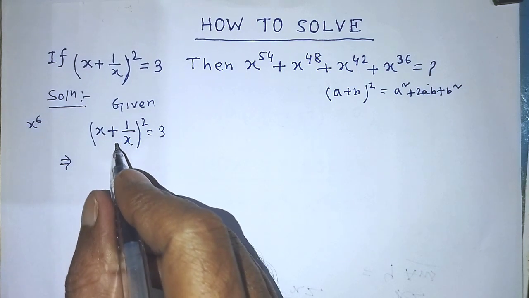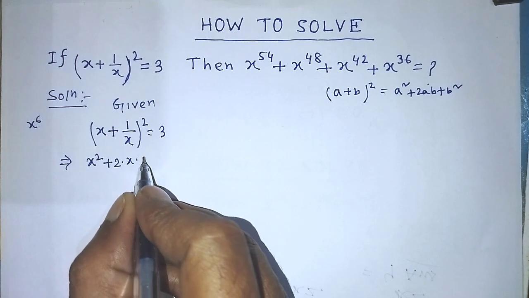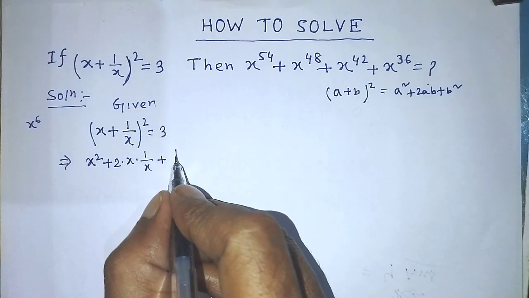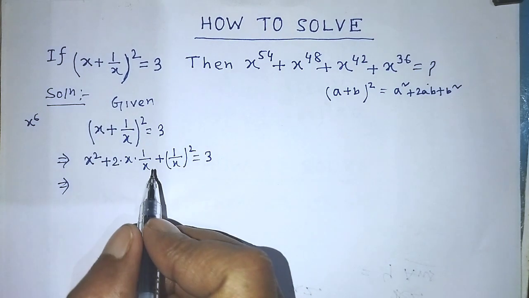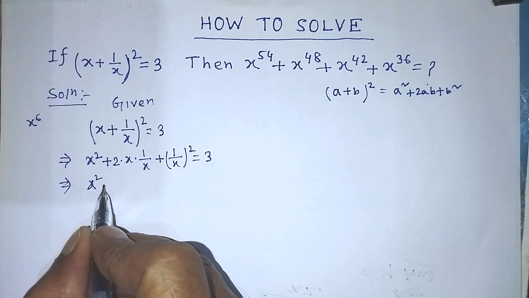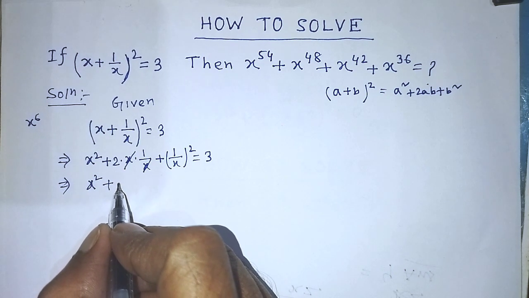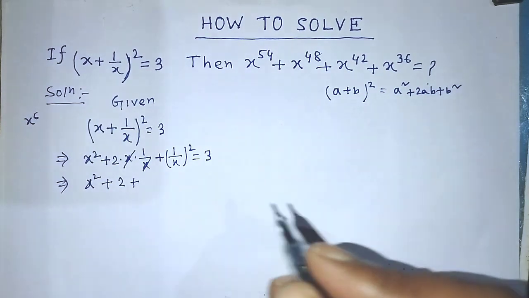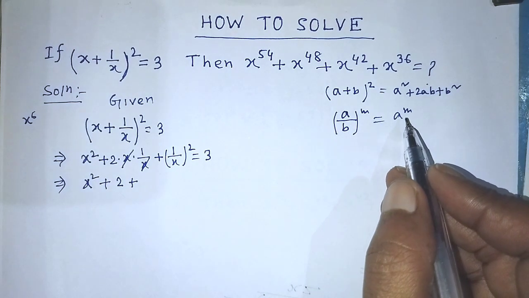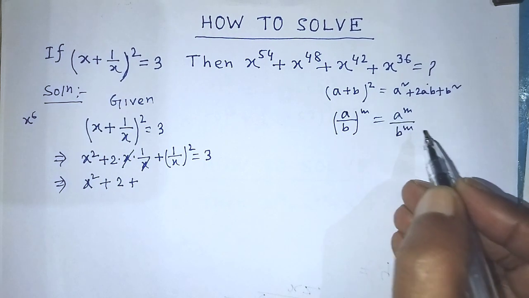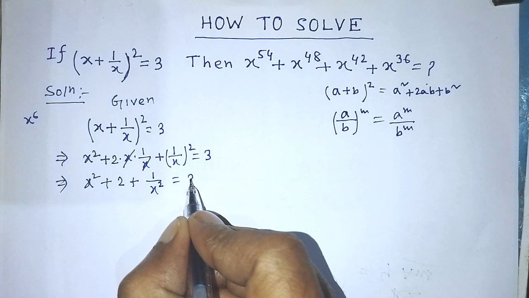Now we can write x^2 + 2 into x into 1/x + (1/x)^2 = 3. After that, on the left hand side, x^2 plus, we cancel x from numerator and denominator, so we write 2 in place of the second term, plus to simplify the third term we apply the formula (a/b)^m = a^m / b^m. According to this formula the third term is 1/x^2, equal to again 3.